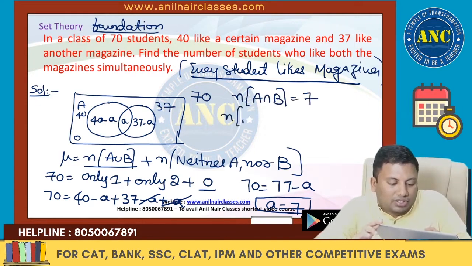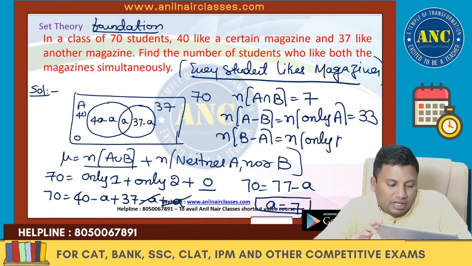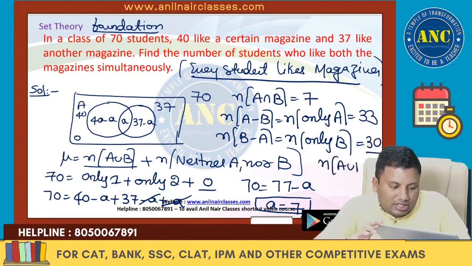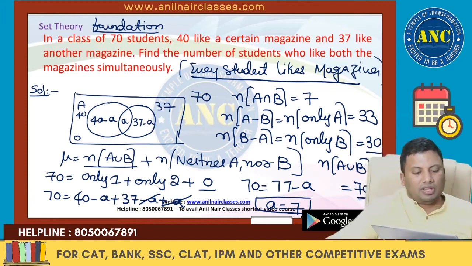The number of students who like only A is given by A minus B here, which is 33. The number of students who like only B is 37 minus 7, which is 30. The number of students who like at least one magazine is 70 minus 0, which is 70.